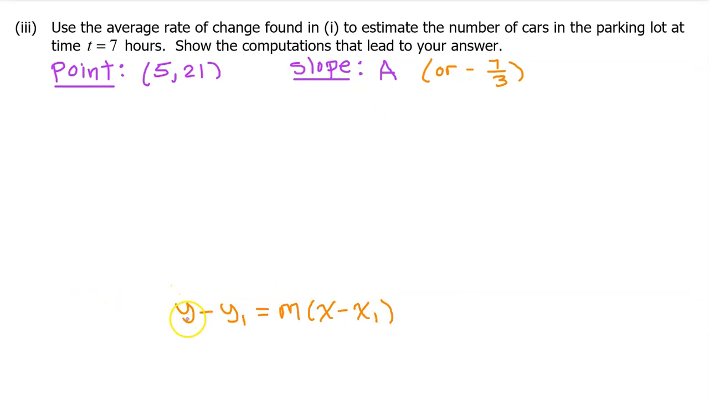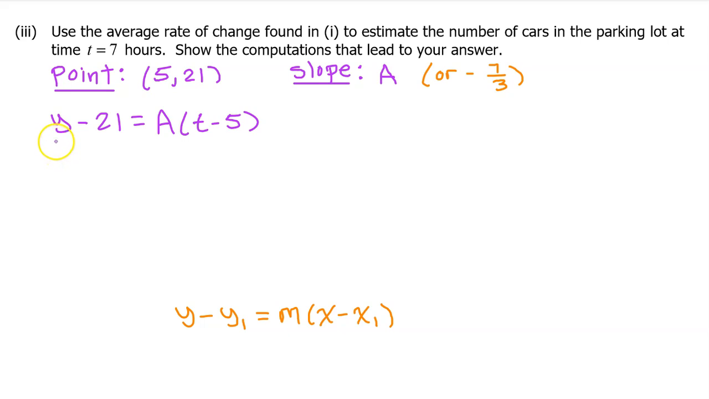form. y minus y1 is y minus 21, which is equal to the slope, which we are calling A. x minus x1 will be t minus 5. This is the equation of the secant line, but let's get y by itself by adding 21 to both sides. So we will have y equals A times (t minus 5) plus 21.